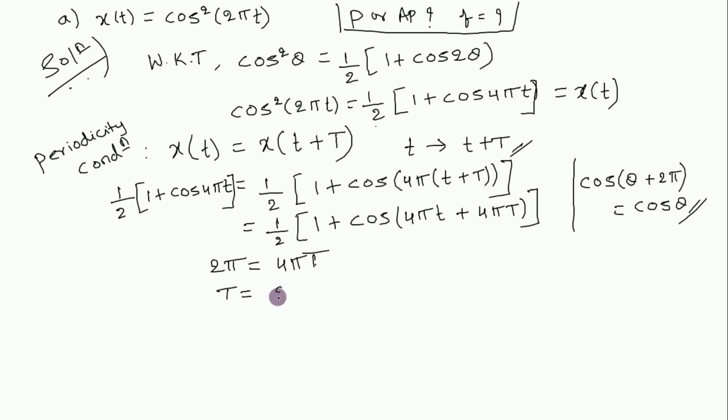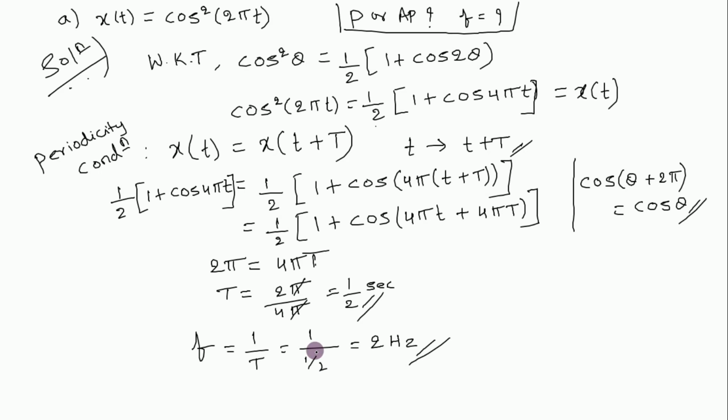What do I get? T is equal to 2 pi by 4 pi. So pi and pi cancel, and you get 1 by 2. So 1 by 2 seconds is your T. The understanding from this is that signal x of t equal to cos square 2 pi t is periodic with fundamental period T equal to 1 by 2 seconds, and fundamental frequency is given by 1 by T, which is 1 divided by 1 by 2, which is 2 hertz. That's it about your example.